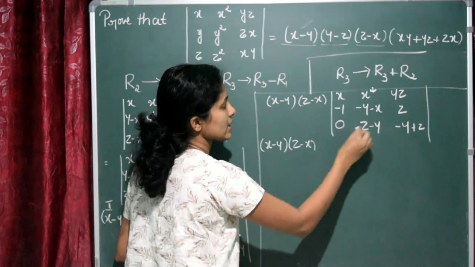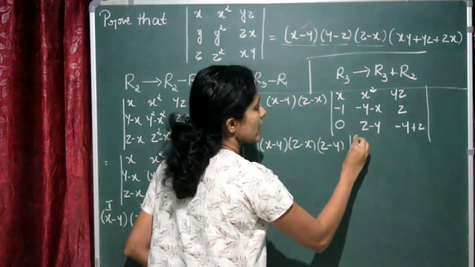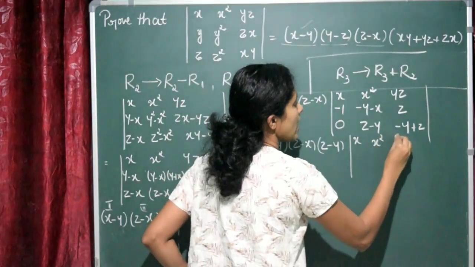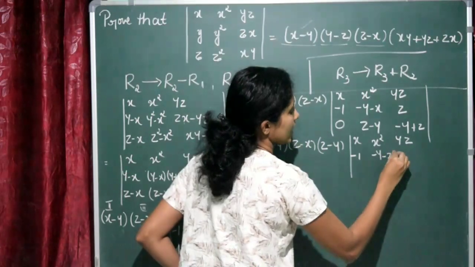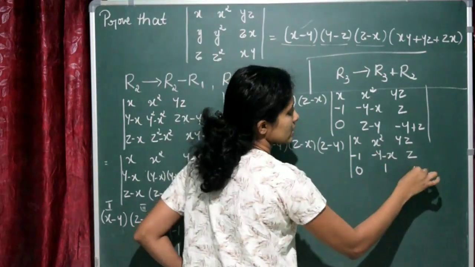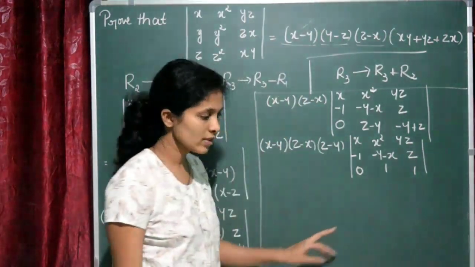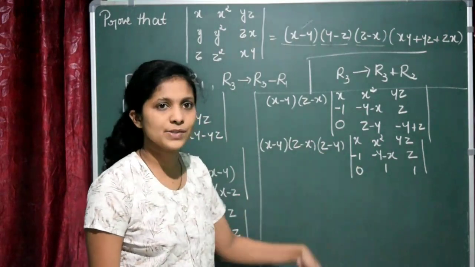We'll take z minus y common. If I take z minus y common, remaining with x, x square and yz. This is minus 1 minus y minus x, and this will be z, and here this is 0 and this is 1 and this is also 1, right? We made one value as 0. We have to make another value, but here it is not possible, right?